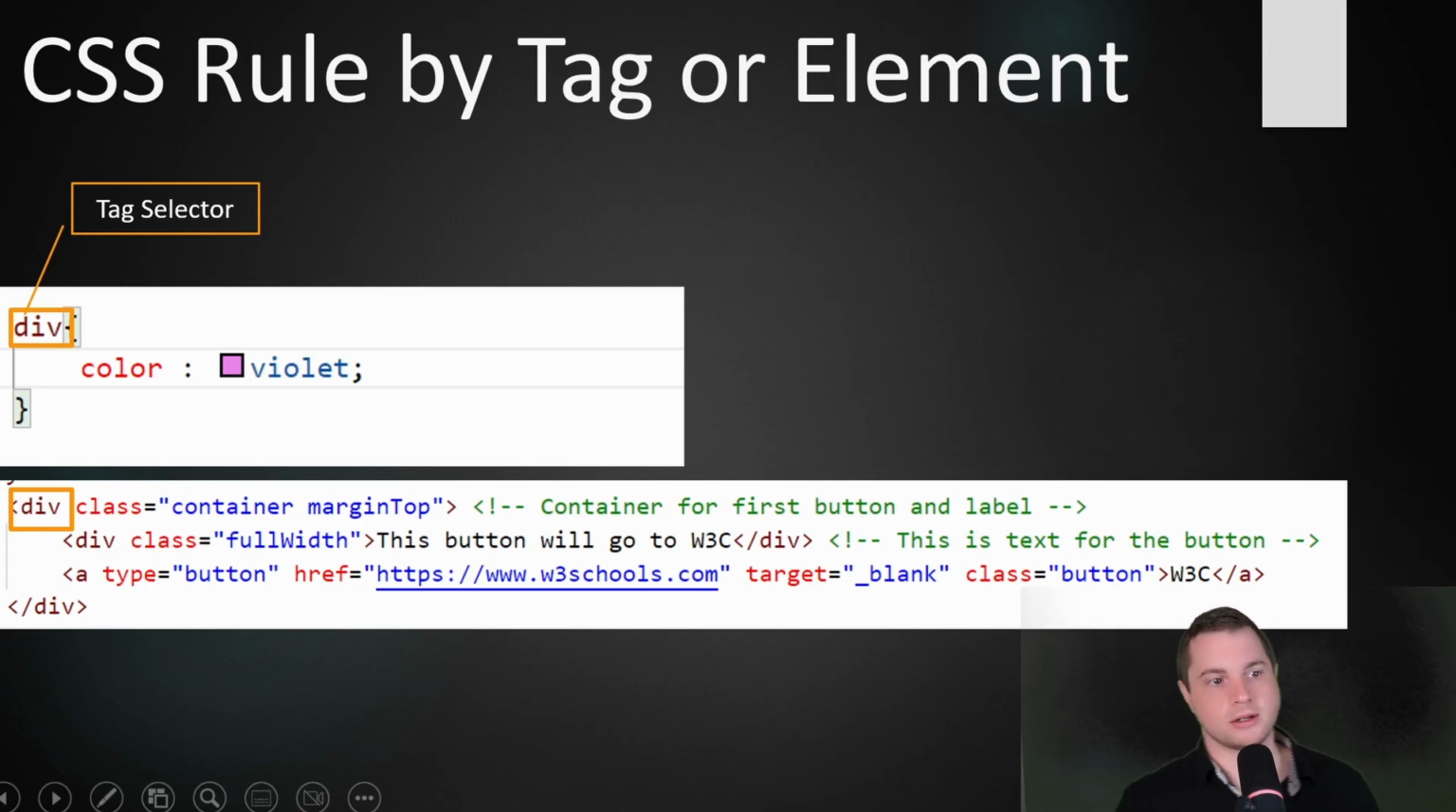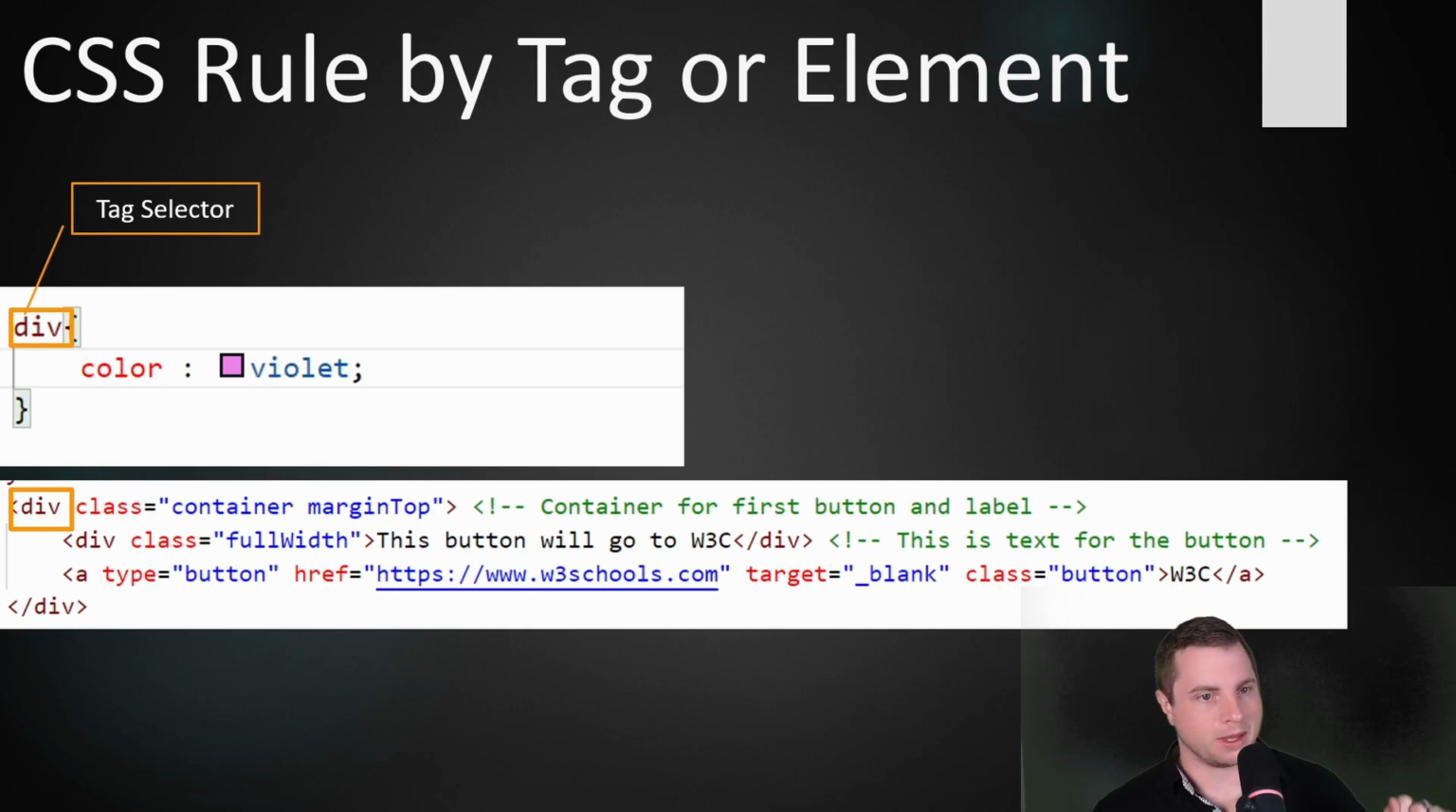Okay. So CSS rule by tag or element. Typically speaking, exactly what you see here is considered bad practice. The reason why we have this is because this is intended to be used in combination with class and ID attributes, not just a tag on its own. And we'll get into an example of exactly what I mean by that here in a few minutes. But this is how you would do that.